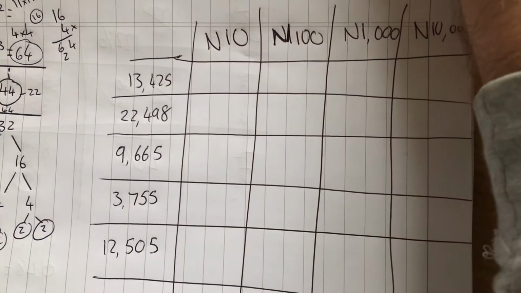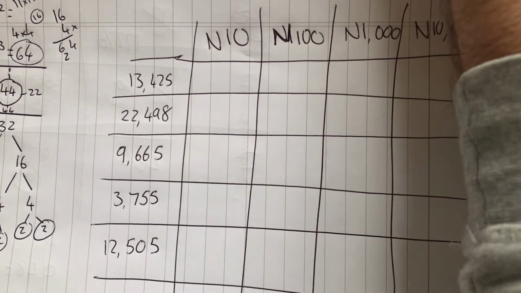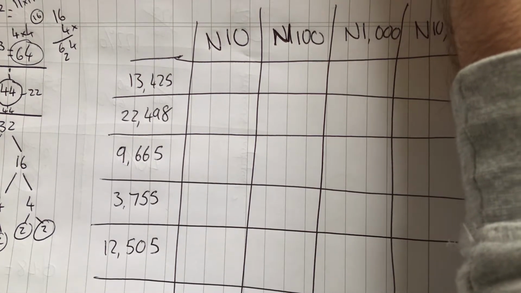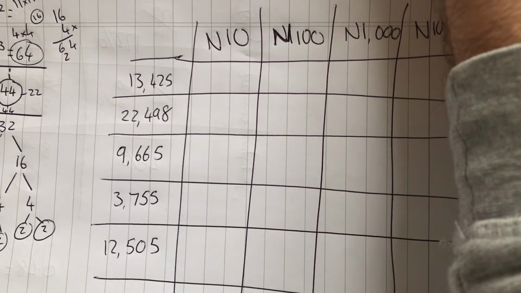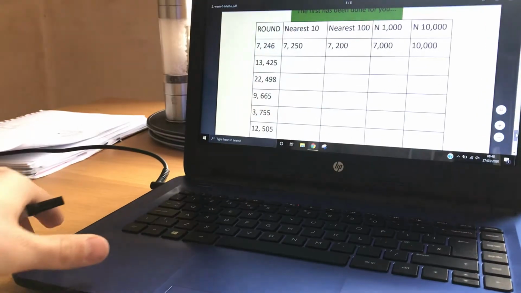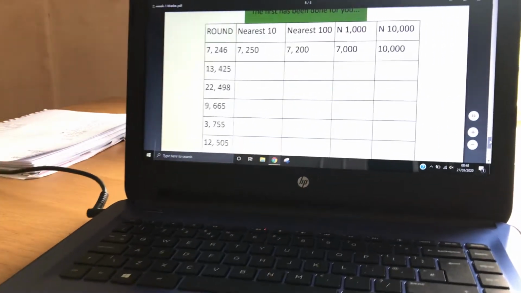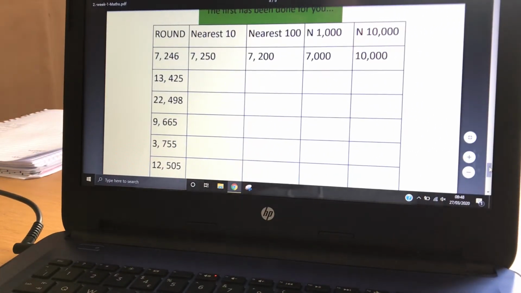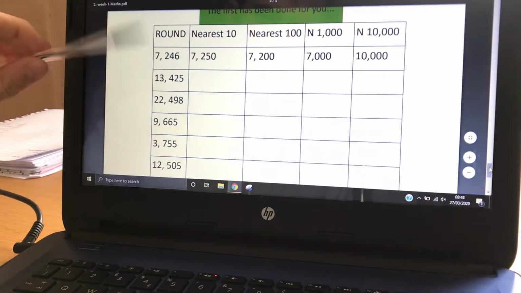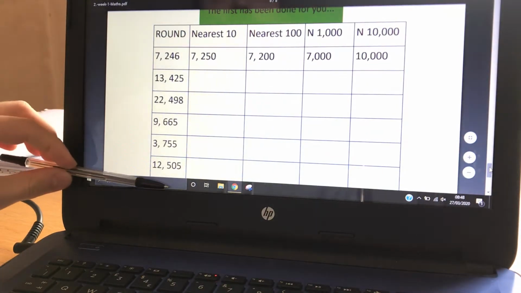Which is rounding and should be something you recognise because we did this in class many moons ago. So I did put an example on the first row, so it shouldn't be too much of a surprise. So I've given you some numbers to round.